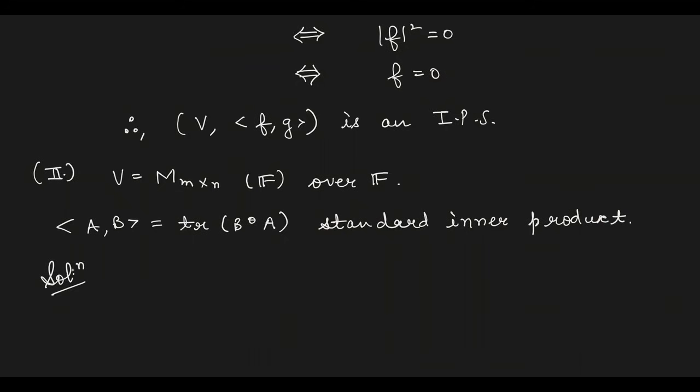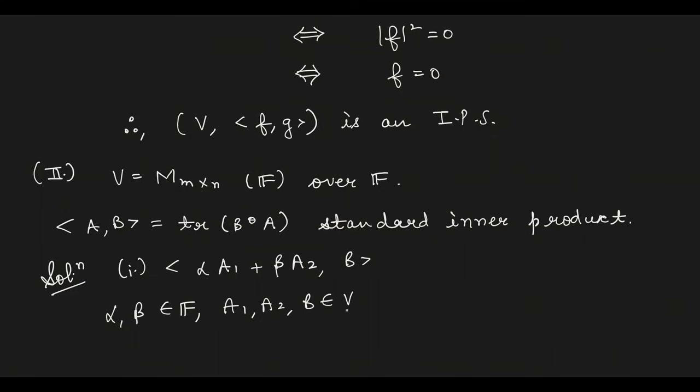So let us check the first property. Alpha a1 plus beta a2, where alpha and beta are my scalars, and a1, a2 and b belong to V, which means they are matrices. So apply this definition. It will be trace of b theta. Definition is clear, no?